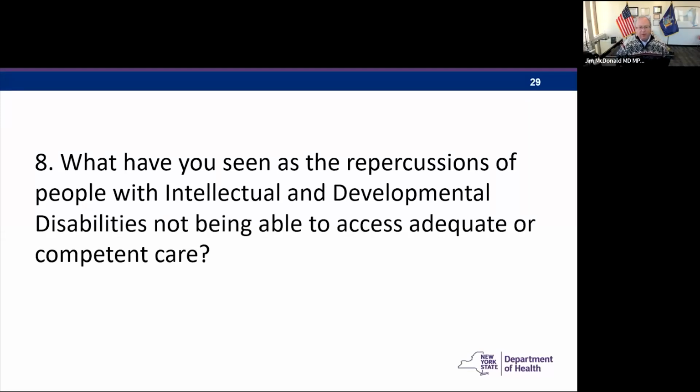What have you seen as the repercussions of people with intellectual and developmental disabilities not being able to access adequate or competent care? Yeah, unfortunately, I've seen way too many repercussions. Not being able to access adequate or competent care can, from the inpatient setting, for example, lead to long length of stays, readmissions, poor discharges. You have hospital teams that are well-meaning but don't understand what a group home is, which is not a nursing home or assisted living facility. Follow-up visits can get lost to follow-up, as I mentioned, gynecology exams, routine preventive healthcare screenings, preventative cancer screenings, those can be missed. So when an individual doesn't have access, things can slip through the cracks. And unfortunately, that's what I've seen over the past several years.